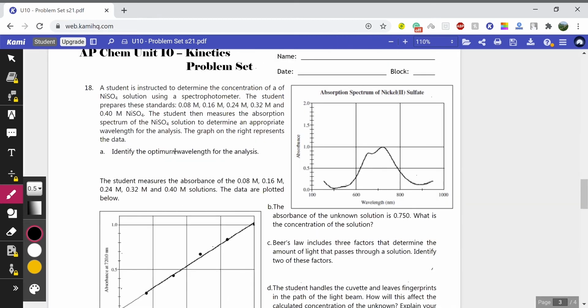Now we're asked to find the optimum wavelength, and the optimum wavelength is basically where the absorbance is the highest, and that is approximately this point. How long is this? This is around 720 nm at 1.0.